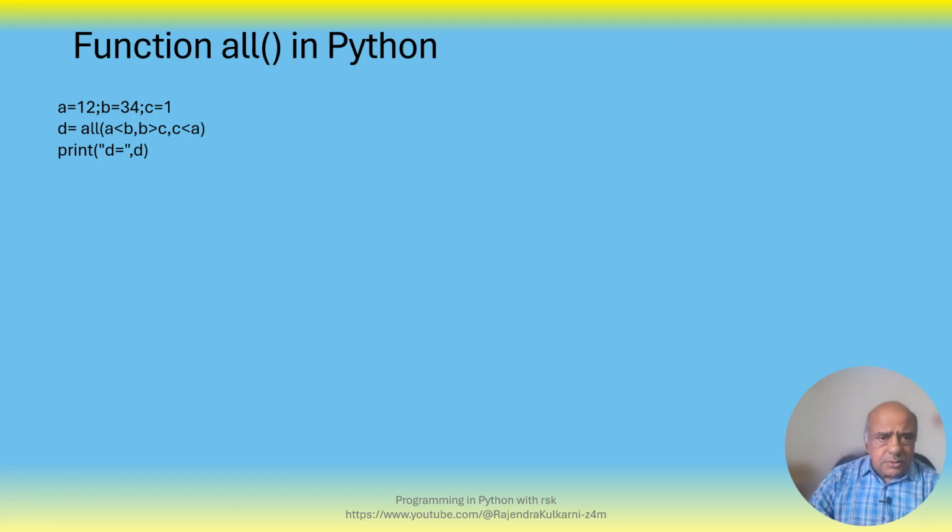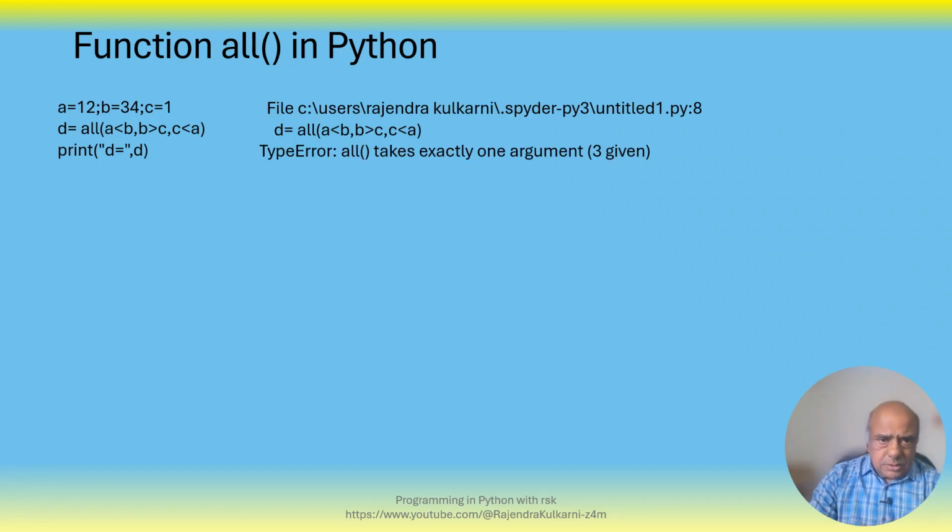But the problem is we get an error when we try to execute this program. The error tells us that the function all takes exactly one argument, whereas we are given three arguments here. A less than B is one argument, B greater than C is another argument, C less than A is another argument. So how to come out of it?